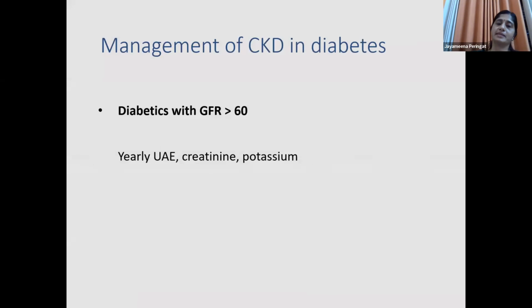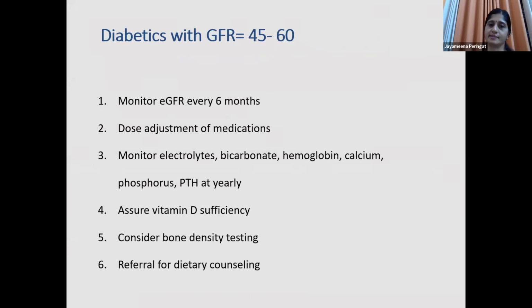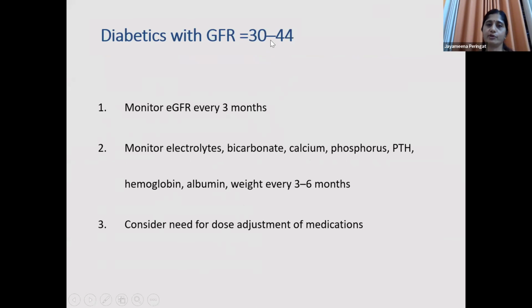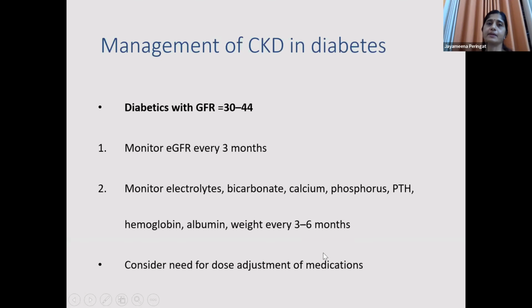So basically, the management of CKD and diabetes. When GFR is more than 60, yearly check urine albumin excretion, creatinine, and potassium, and treat accordingly. If it is 45 to 60, apart from the rest, you have to monitor the electrolytes, bicarbonate, hemoglobin, calcium, phosphorus, and PTH yearly. Ensure adequate vitamin D sufficiency and refer for dietary counseling. If it is 30 to 44, check GFR every 3 months, monitor all these things, and consider the need for dose adjustments of medications.